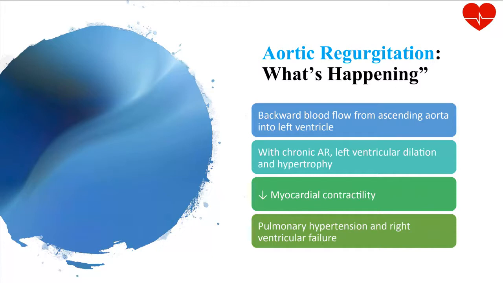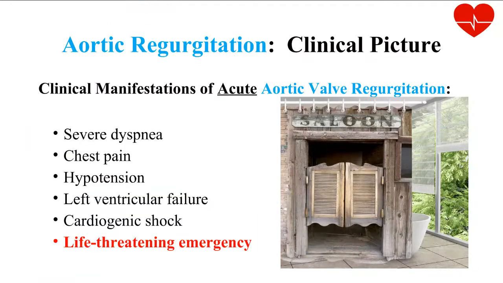Of course, there's going to be decreased myocardial contractility, pulmonary hypertension, and right ventricular failure. So remember that left ventricular failure leads to right ventricular failure. The pressure always backs up. So these patients, what are they in? This is acute aortic regurgitation.